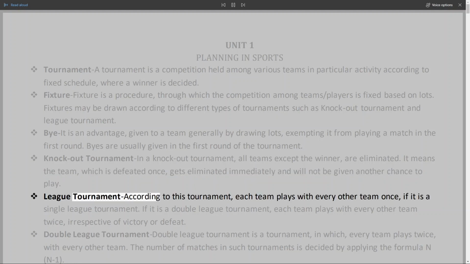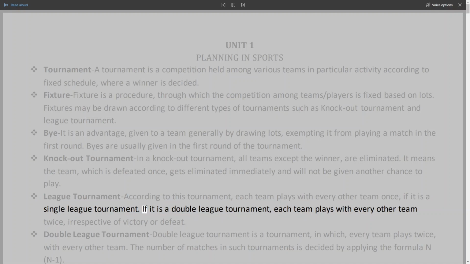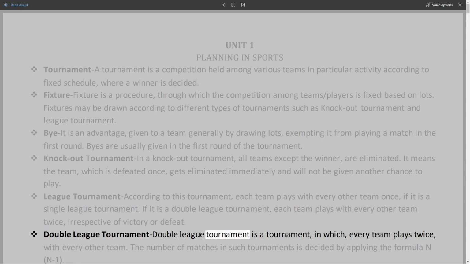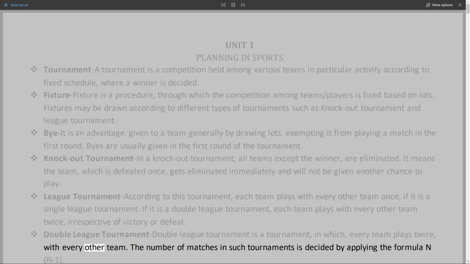League tournament: according to this tournament, each team plays with every other team once, if it is a single league tournament. If it is a double league tournament, each team plays with every other team twice, irrespective of victory or defeat. Double league tournament is a tournament in which every team plays twice with every other team. The number of matches in such tournaments is decided by applying the formula N(N-1).